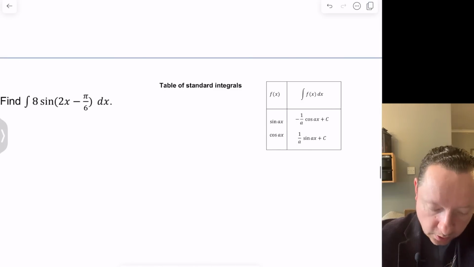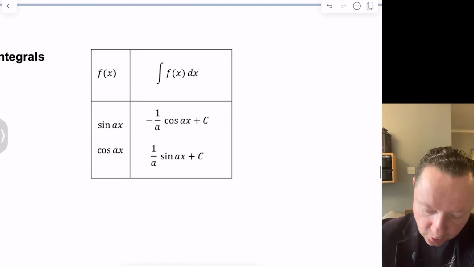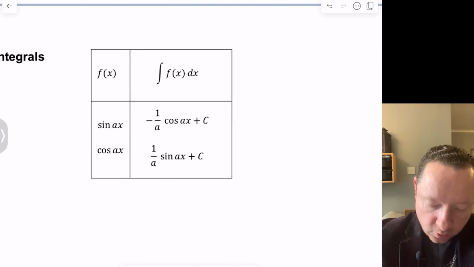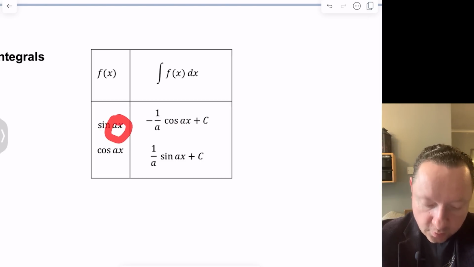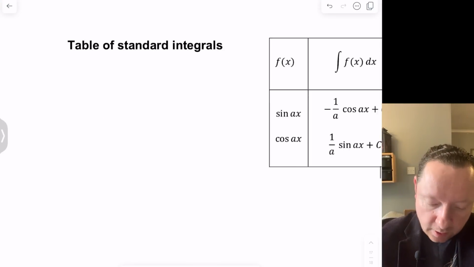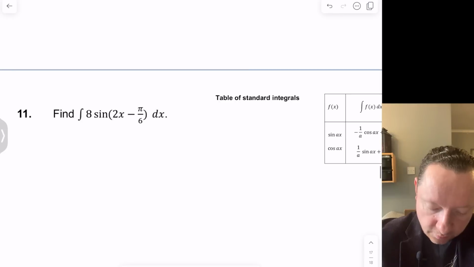So the one we've got is sine, but this is just a guide, it's actually just a chain rule. It's saying that if I've got sine ax, sine goes to minus cos, and then I divide by the derivative of this bit, which is a. But at higher maths, you're often given ones like this. So you just do exactly the same. You keep the 8 in and you keep this in.